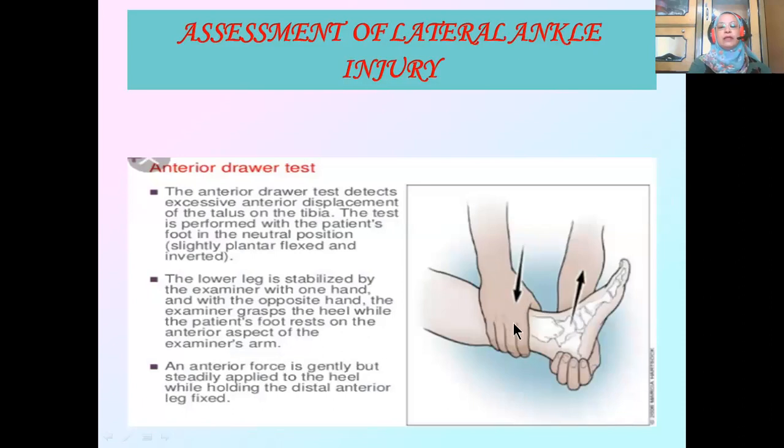We stabilize the lower leg with one hand, while with the cup of the other hand, we grasp the heel anteriorly to notice the degree of anterior translation or anterior movement of the talus in relation to the tibia. If there is excess anterior movement, this indicates the presence of anterior tibiofibular ligament injury.